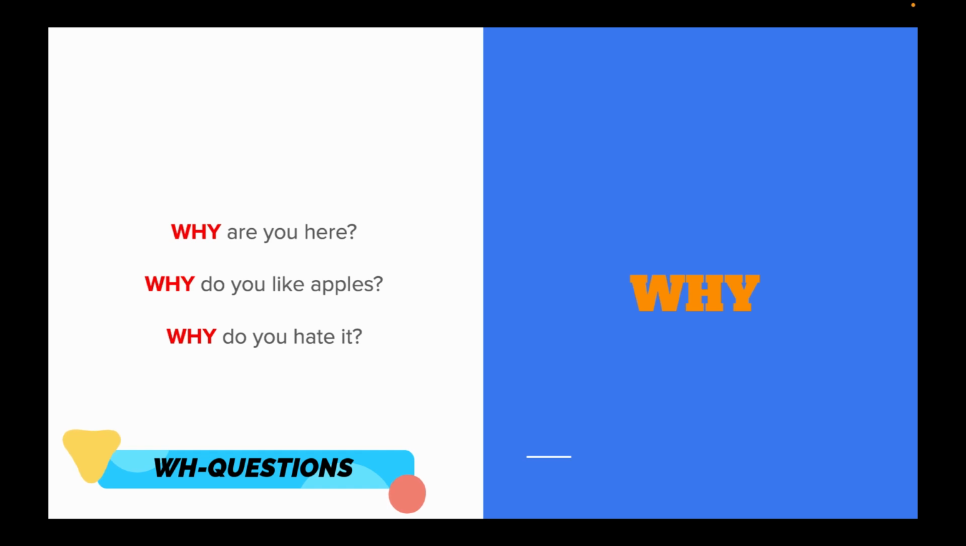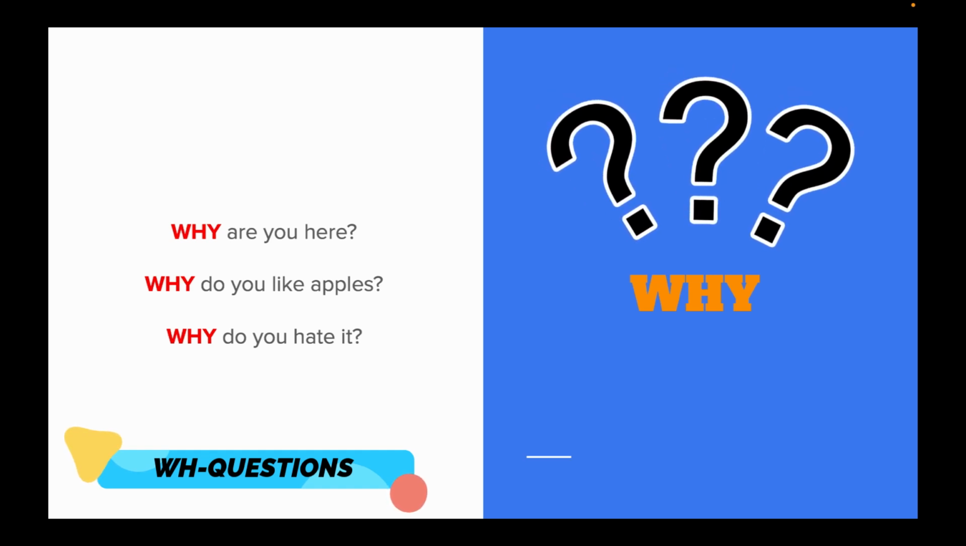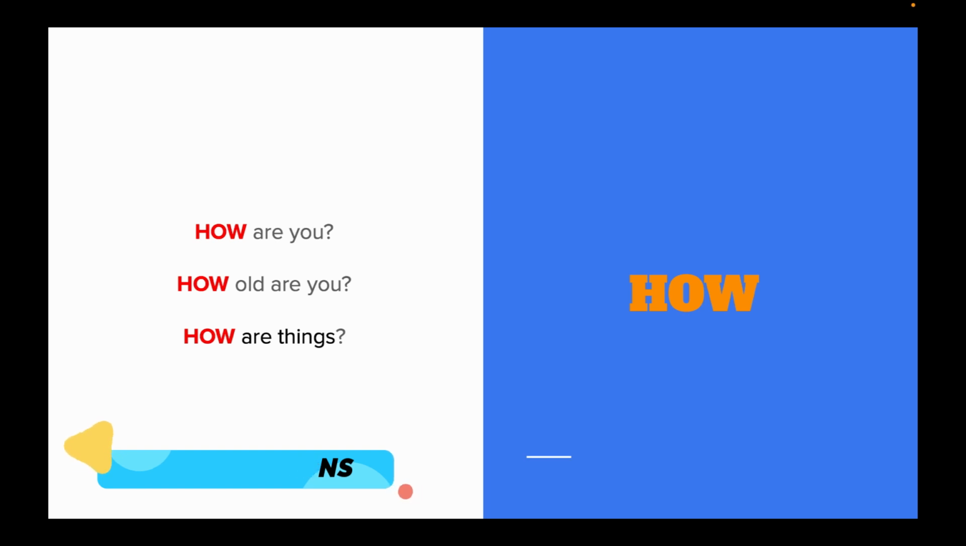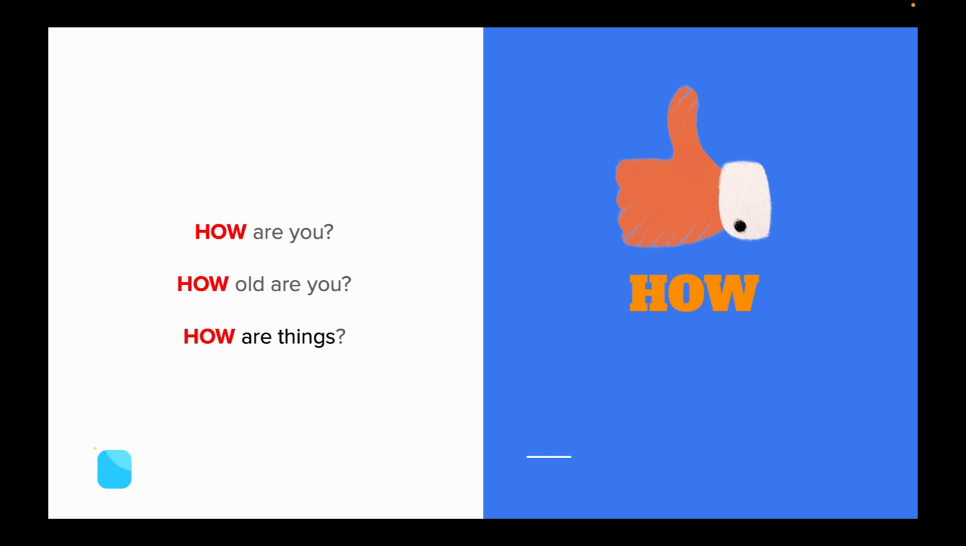Why is for reasons. Why are you here? Why do you like apples? Why do you hate it? And how is for ways or manners. How are you? How old are you? How are things?